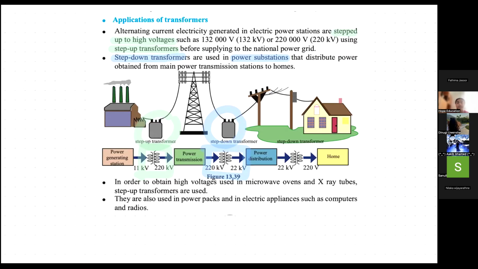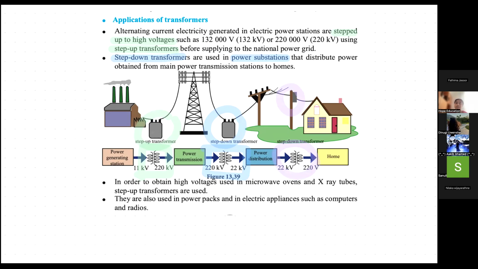Then, in order to obtain high voltages used in microwave, and then in homes, again it steps down a bit more. When it comes to the house, it steps down a little more. And you know our domestic electric circuit is only 230 volts. We learned this in the power and energy lesson. Our domestic electric circuit needs 230 volts.